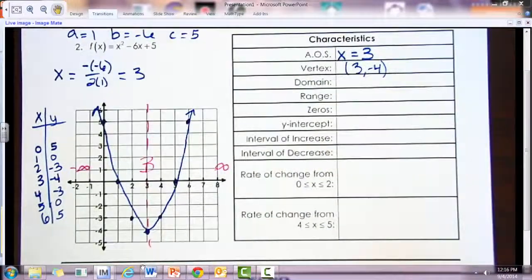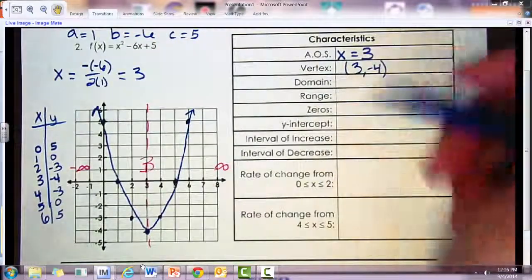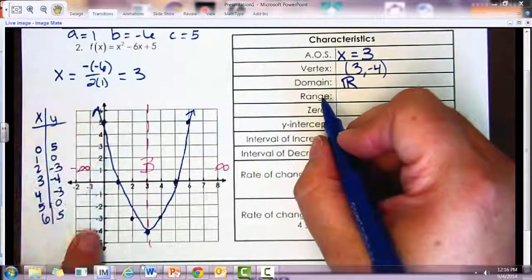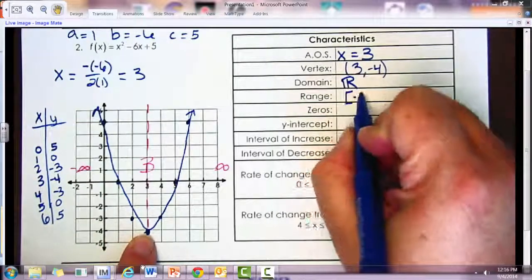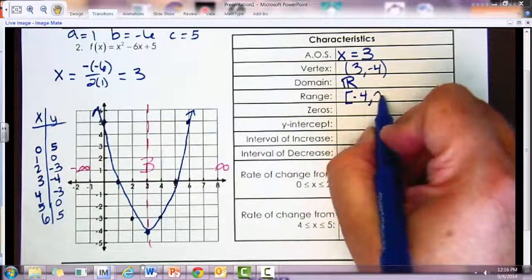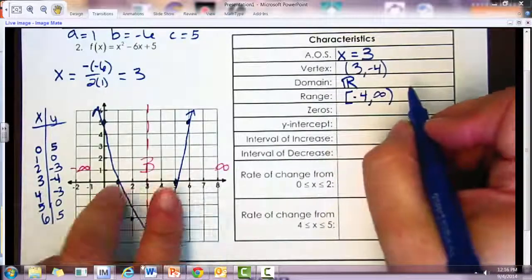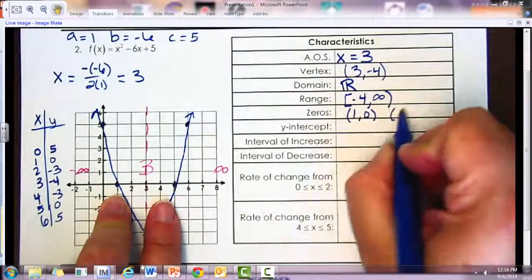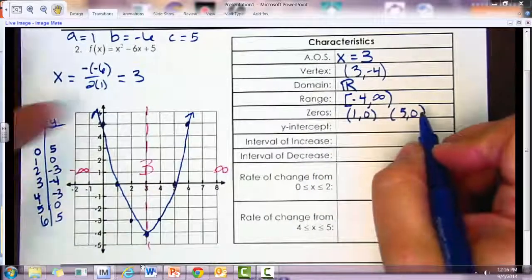It connects with a U-shaped graph. Now let's do the characteristics. Our domain is always all reals. The range, the smallest y value is at -4. The largest y value goes to infinity. Our zeros are 1, 0, and 5, 0. The y-intercept.